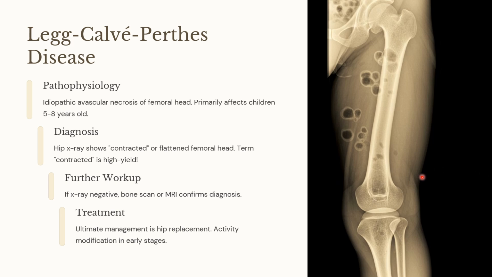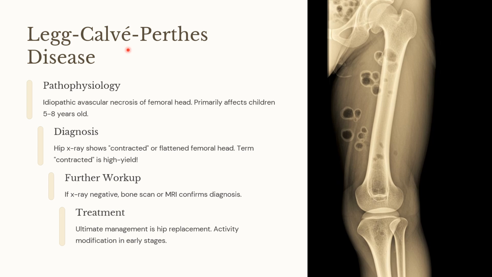Now, the next step is the hip X-ray. When you suspect a child around 5 to 8 years with Legg-Calvé-Perthes disease, the next diagnostic step is a hip X-ray. In the hip X-ray, there will be a flattened or contracted femoral head. When you hear the term contracted, it is high yield. It almost always means there is avascular necrosis, which points towards Legg-Calvé-Perthes disease.